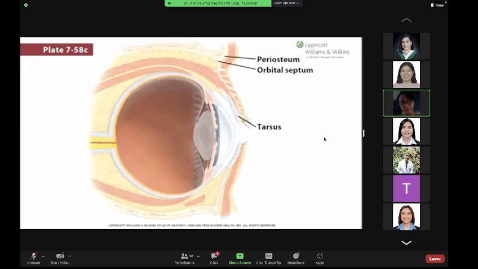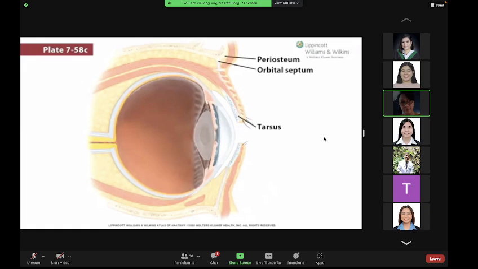The core of the eyelids is a dense connective tissue plate called the tarsus. It is connected to the orbital margin via the membranous orbital septum, which becomes continuous with the periosteum. The orbital septum keeps the orbital fat from spilling past the orbital margin.